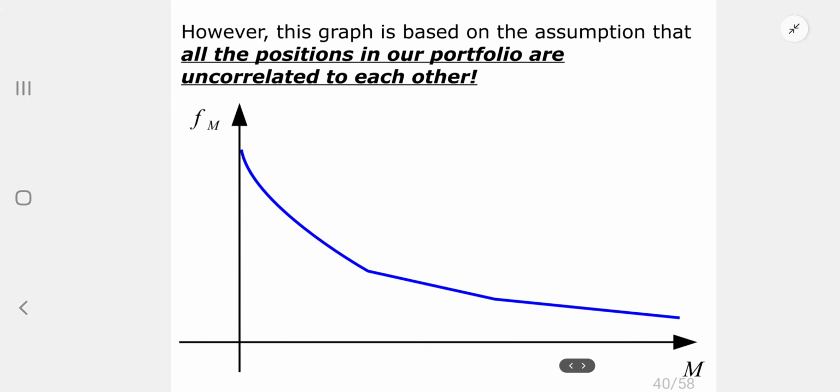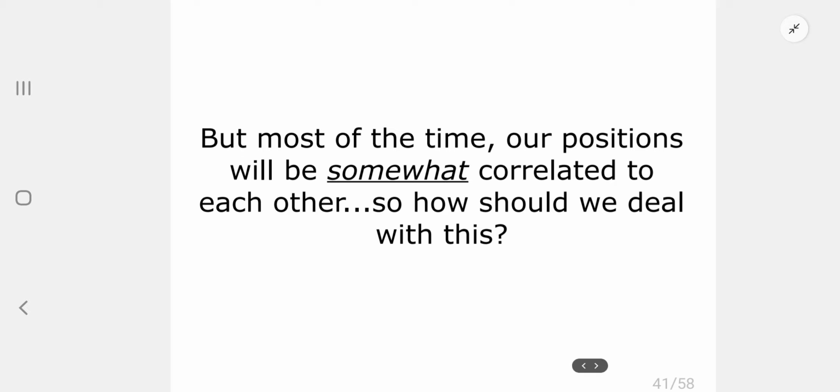However, this graph is based on the assumption that all the positions in our portfolio are uncorrelated to each other. But most of the time, our positions will be somewhat correlated to each other. So how should we deal with this?